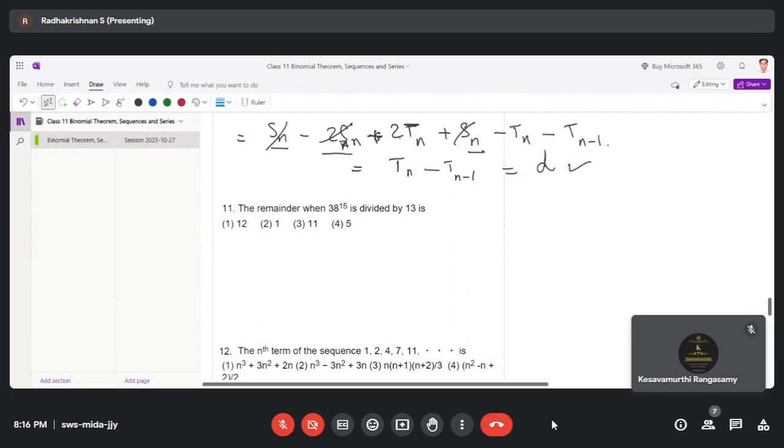Okay. So this is a common kind of problem. The remainder when 38 to the power of 15 is divided by 13. In this kind of problem, some big exponential number is divided by some number. How to find the remainder? Can somebody solve this?